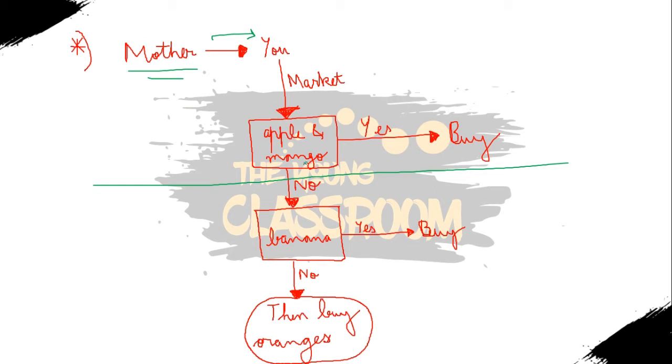So now your mother told you to go to the market and buy apples and mangoes, and to buy them only and only if both are available. If only apple is available, then don't buy. If only mango is available, then don't buy. But if both are available, then simply you have to buy them, okay. So she told you just this thing. Now don't concentrate on this part, okay.